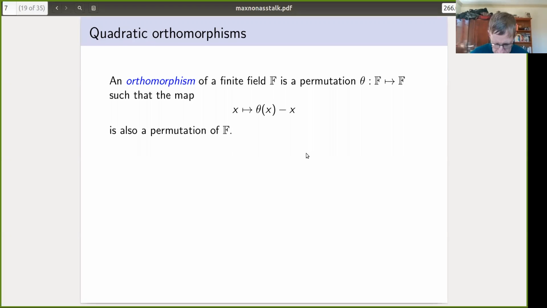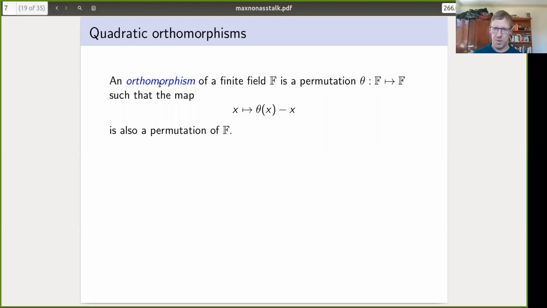Okay, so that's the product results. What are the sort of ingredients we use to feed into that product result? Well, I need to tell you our main construction for a maximally non-associative quasi-group, and these use things called quadratic orthomorphisms. So I need to tell you what that is.